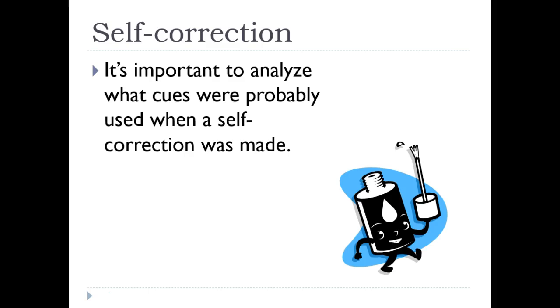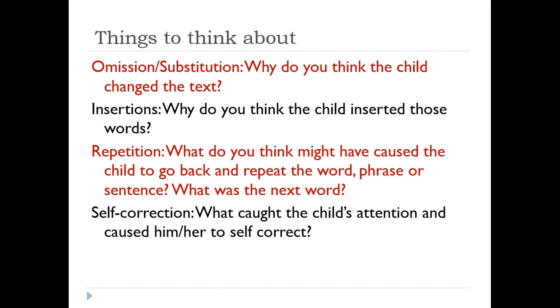Self-corrections. It's important to analyze what cues were probably used when a self-correction was made. Just as you analyze the errors to think about what caused the child to make that miscue, the same way here you have to think about what caused the child to self-correct. Other things to think about are the other types of errors a child makes during a running record. With omissions and substitutions, why do you think the child changed the text? What caused the child to omit or substitute?